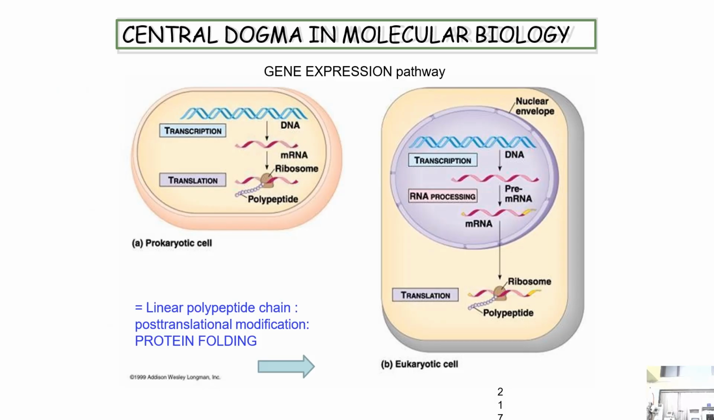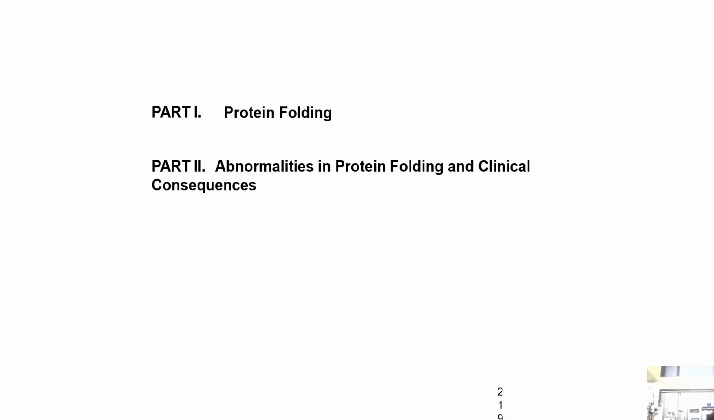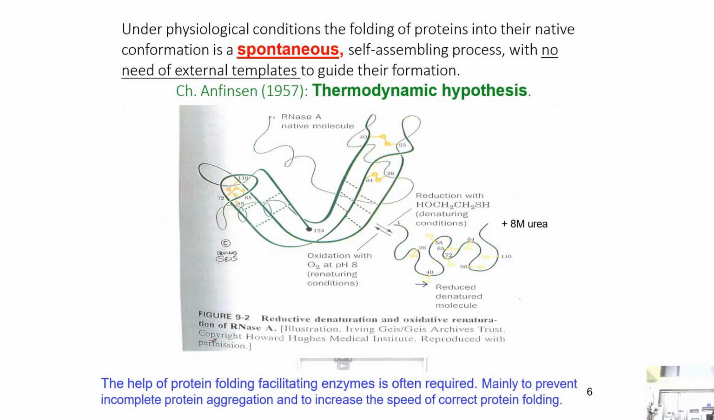So this is the central dogma in molecular biology, right? DNA to RNA to protein. Now, there is a great variety of conformations and shapes of proteins. We know it's a hugely diverse set of proteins. Okay. Now, protein folding. Why does the protein latch onto its conformation?